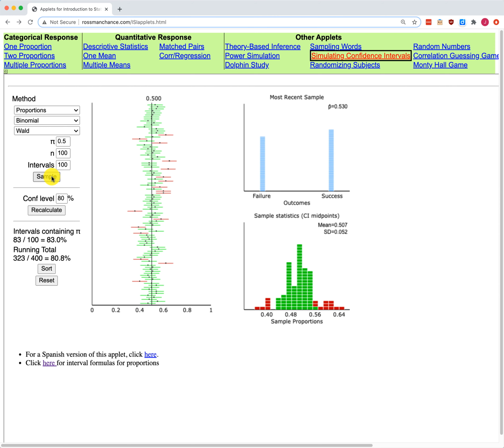There's a subtle difference that happened here. And I want you to observe all of the confidence intervals in this graph and describe what you saw happening.